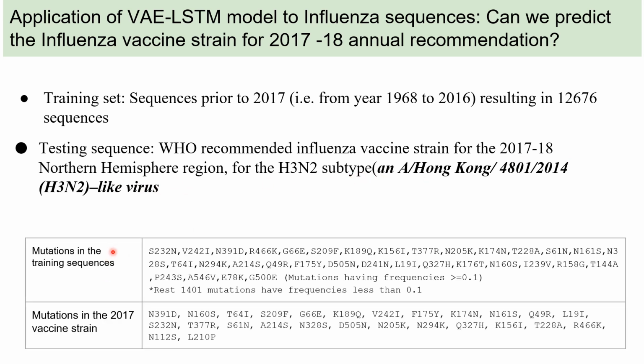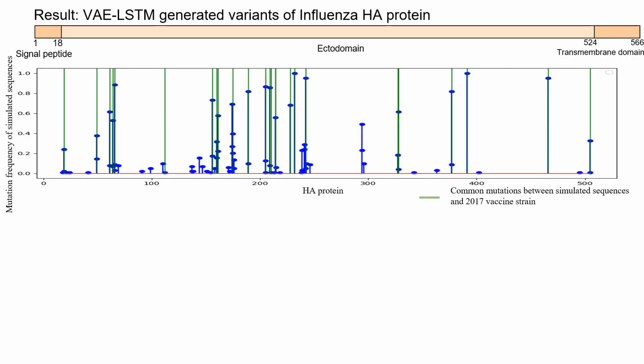So here's a listing of the mutations in the training sequences having mutation frequencies greater than 0.1. The rest of the mutations have frequencies less than 0.1 in our data. The second row shows the mutations which are present in the 2017 vaccine strain. So we wanted to see if our model was able to simulate these mutations in the predicted sequences.